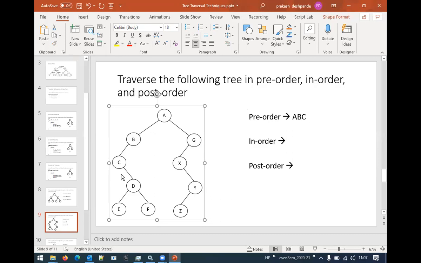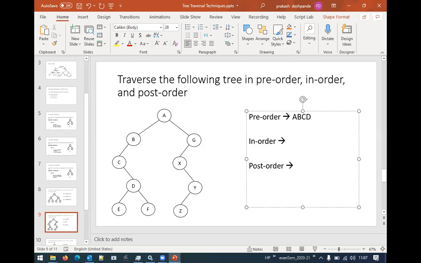Since it is a pre-order, now what I should do? Read this. So visit this particular D now. Once this D is done, now what I should do? Left of that. Left of that, what I have? E. So now I get here E. Now left of D is done. Now right of D is what? F. So I get F.